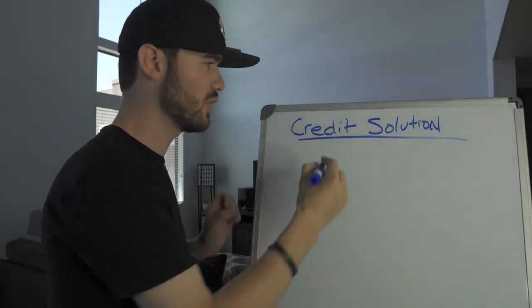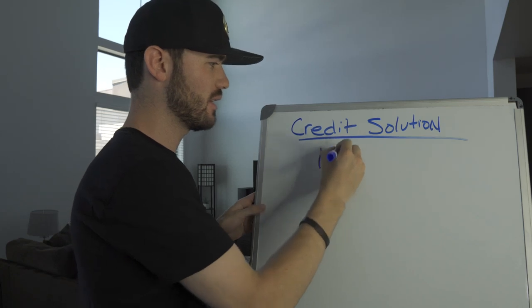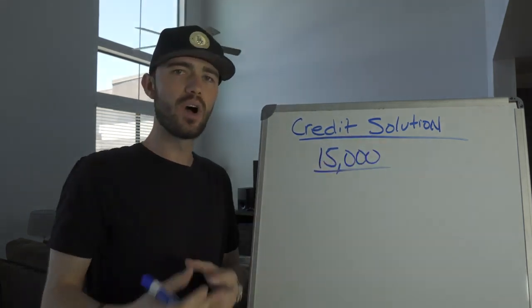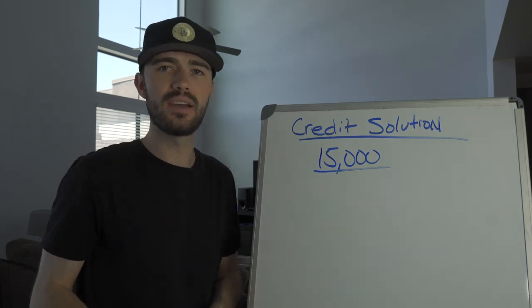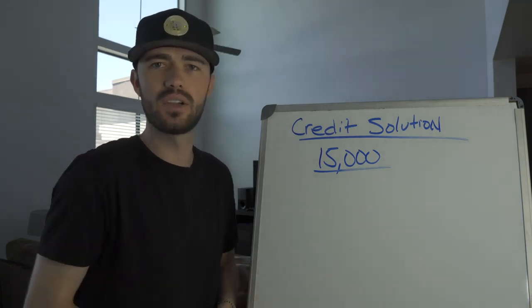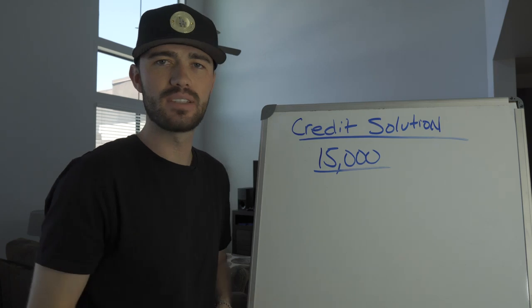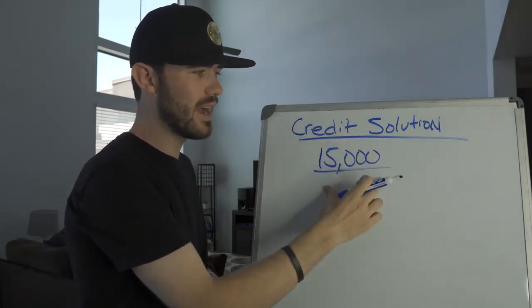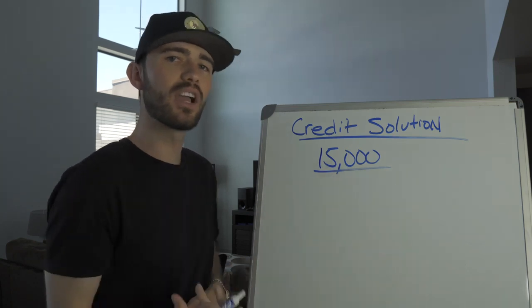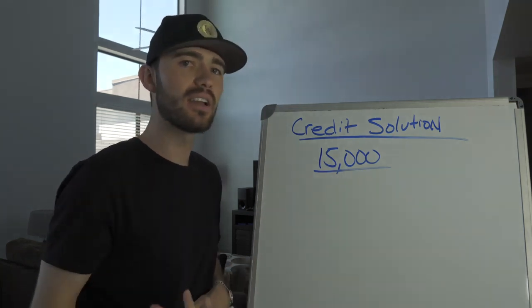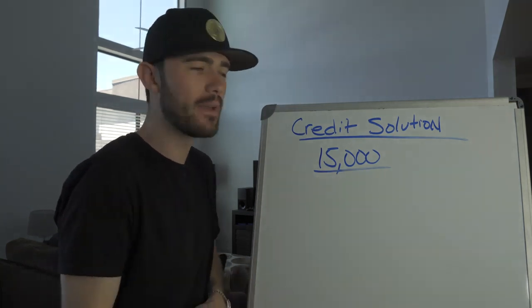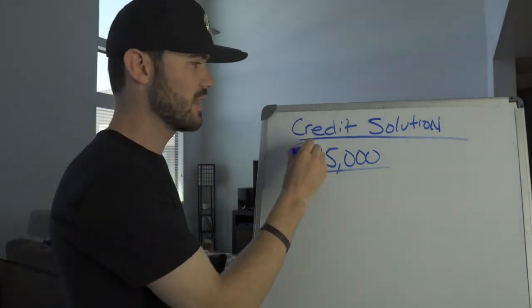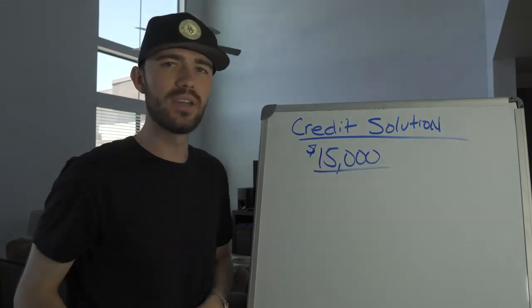But I personally only have a $15,000 credit limit. If you've been watching my YouTube channel, you've seen that I've done over $100,000 per month with my business as of late. So I already talked to you guys about how I need to divide my goal, 100,000 divided by 2, which would be 50,000. That's how much I would need in order to do that, but I only have 15,000. So you might be asking, how do I do that?